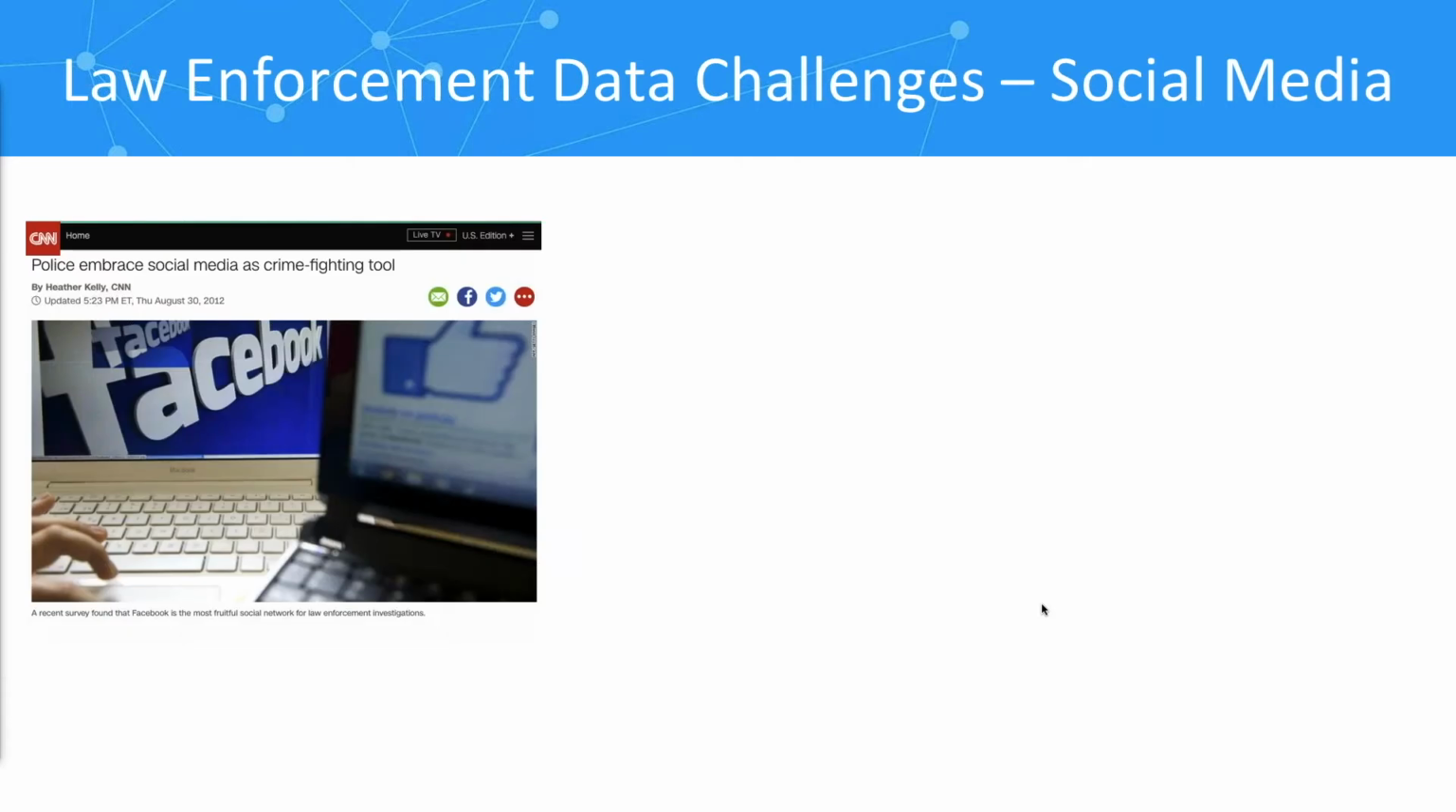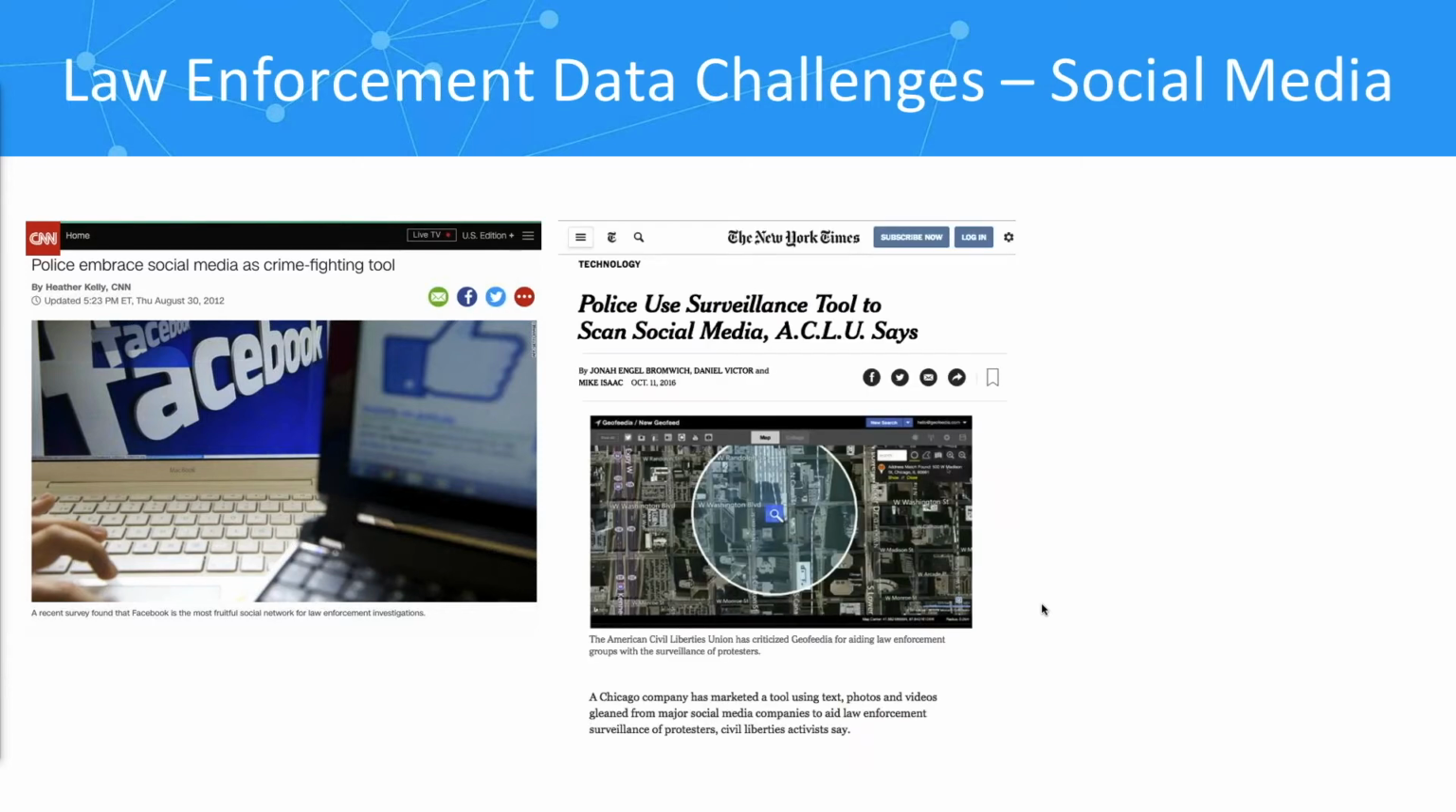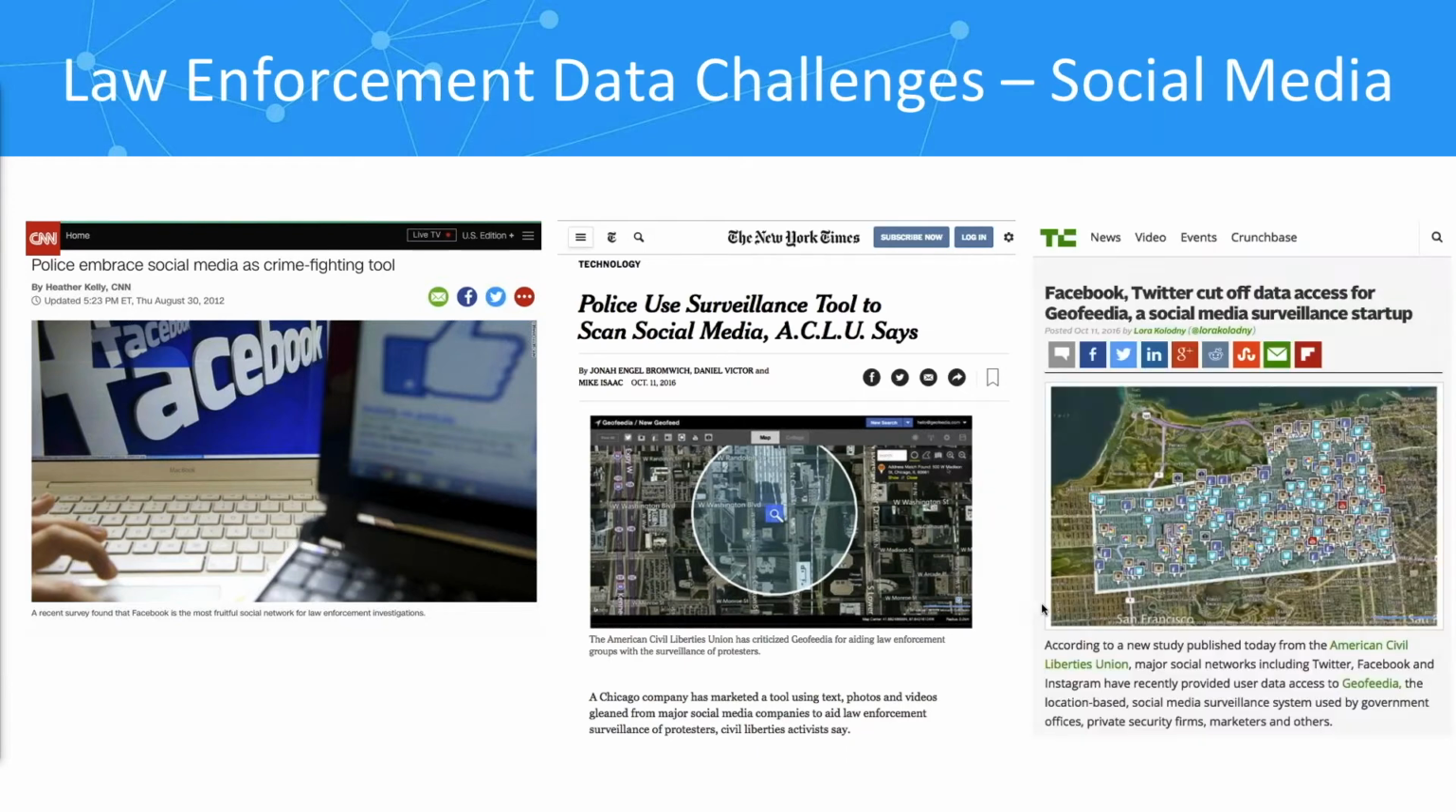So first up, let's talk about social media. Police have certainly embraced social media, as this CNN headline says. Social media is a great way of tracking criminals and making sure they're being kept an eye on, especially when people are quite liberal with social media. But of course, the logical next step from that is this idea of a surveillance state, that we're always being watched, and there are issues there.